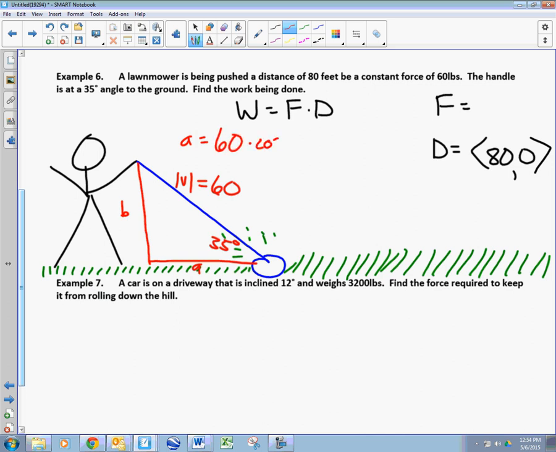60 times the cosine of 35. Very good. How do you calculate the vertical component? We did that the other day, right? We calculated horizontal and vertical components: magnitude of the vector times the sine or cosine of the included angle. So what is 60 times cosine of 35? 49.14. Thank you. And 60 times the sine of 35.